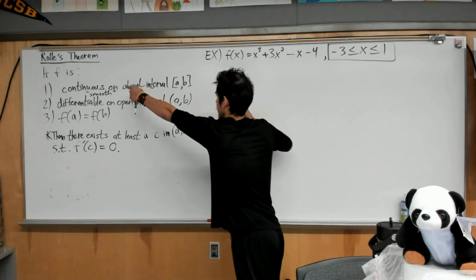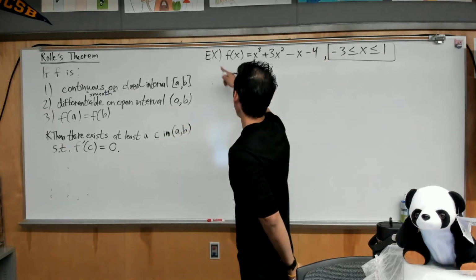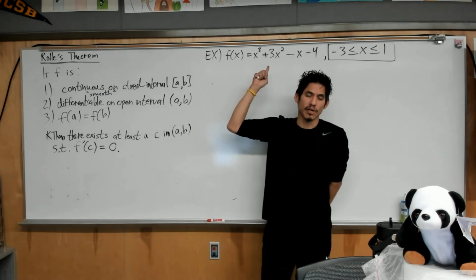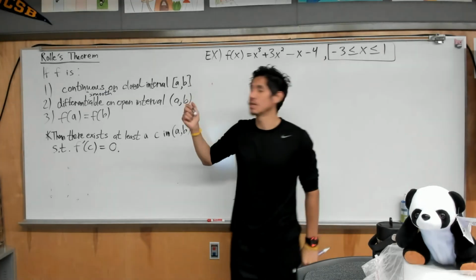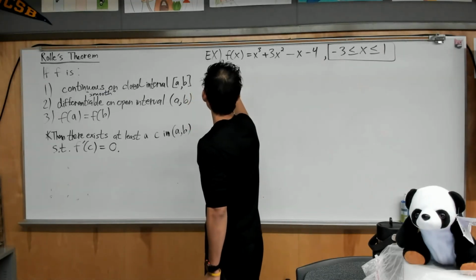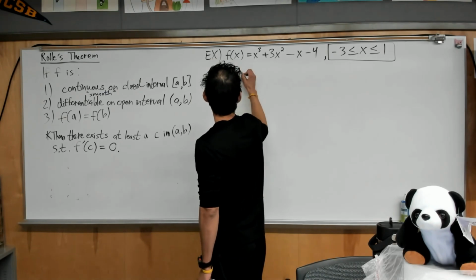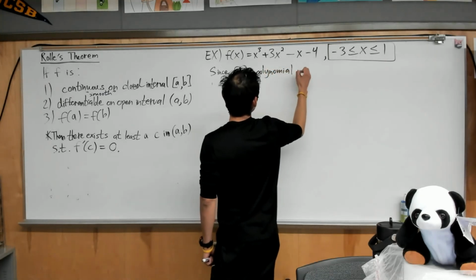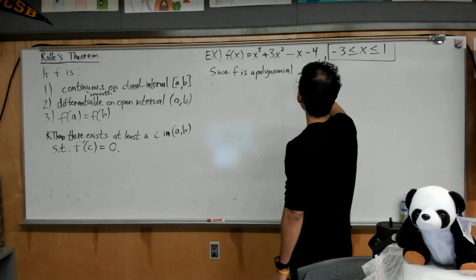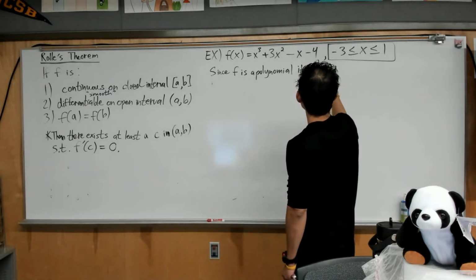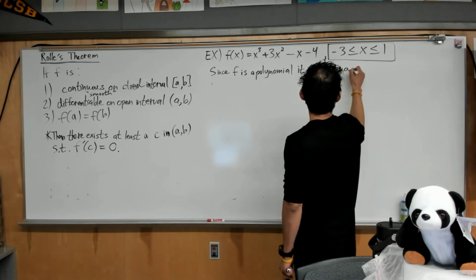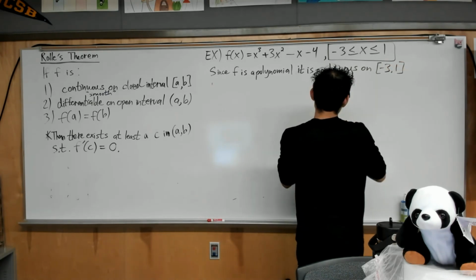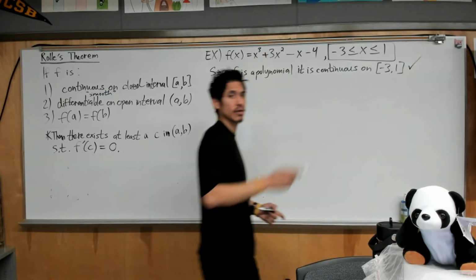Let's check to see if it's continuous on this closed interval. The way we go about that is that we simply state that since f is a polynomial, it is continuous on, and make sure you make it a closed interval. And I like to put a check mark to show you got one down.